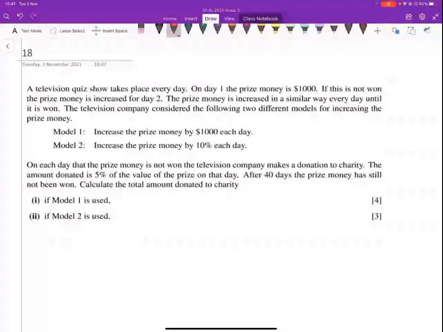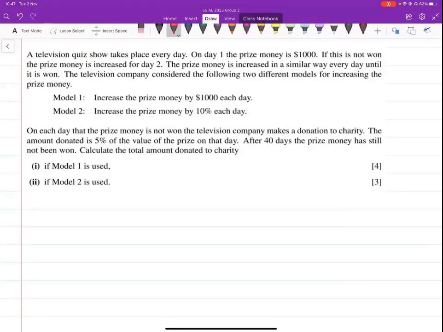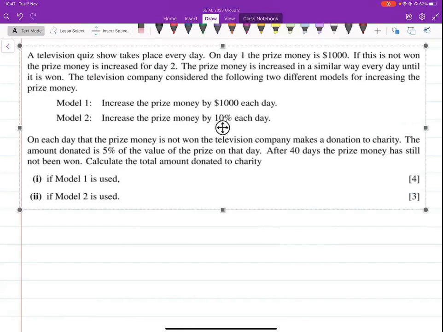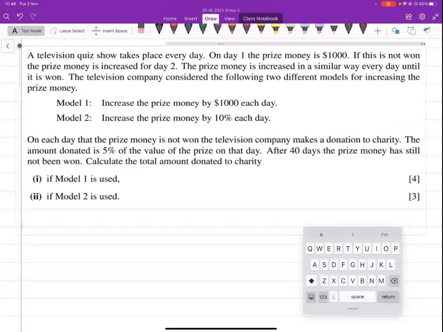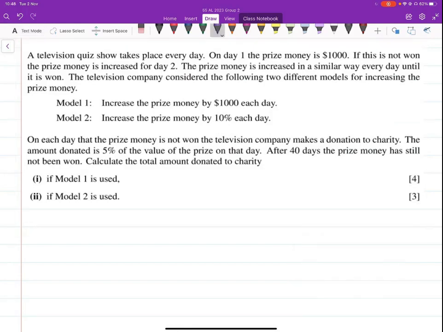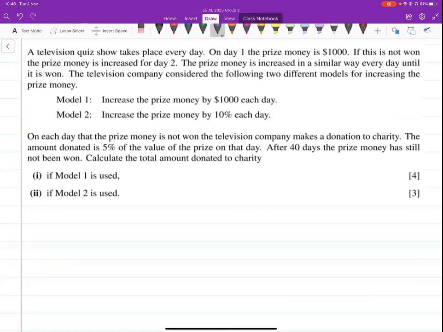So there's a television quiz show that takes place every day. Is this readable, people at the back? No? Any better? Okay.